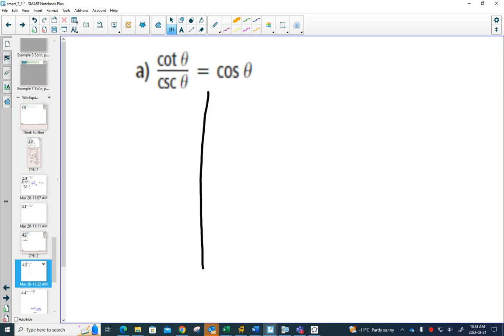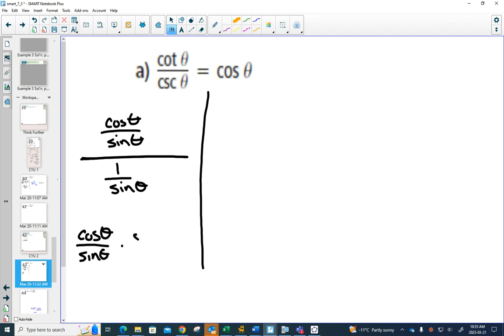Okay, so the right-hand side is already cos. I'm going to leave that. For the left-hand side, here's my main fraction line. The top is cotangent. Cotangent is cos theta divided by sine theta. Cosecant is 1 divided by sine theta. Okay? Now I have a fraction divided by a fraction. The rule for a fraction divided by a fraction is to multiply by the reciprocal. Sine theta to simplify.